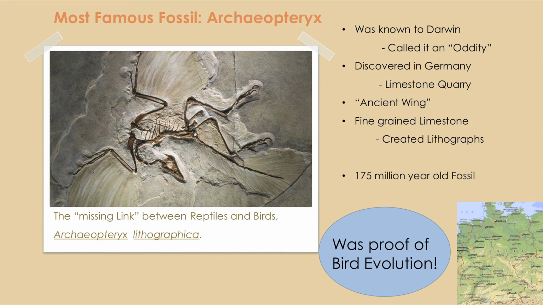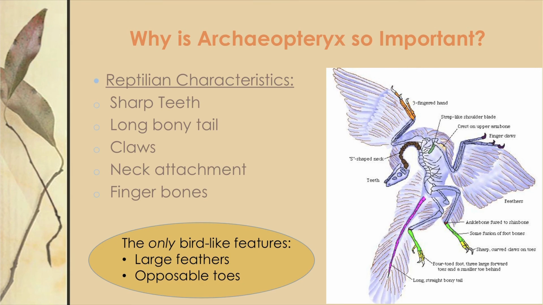Archaeopteryx became so famous because it was proof that a reptile could evolve to form wings and even the ability to glide or fly. But what really makes Archaeopteryx so important is that it looks very similar to older reptile fossils. The only bird-like features that Archaeopteryx possessed were large feathers and an opposable toe. These traits are very important because these skeletal forms tell us how reptiles were in fact the ancestors that brought about the evolution of birds.